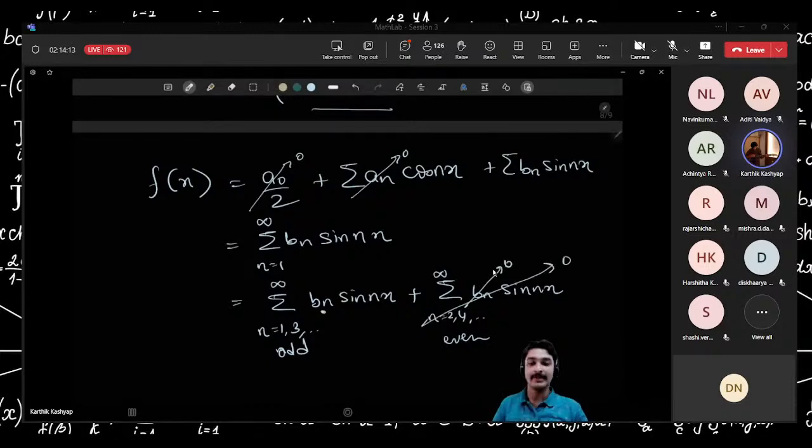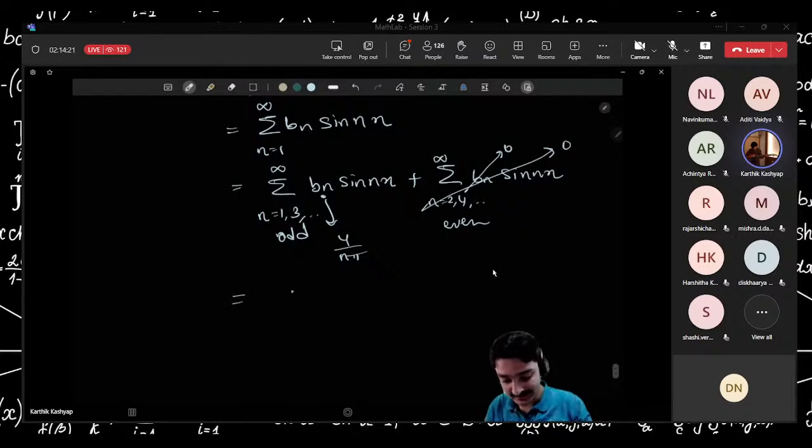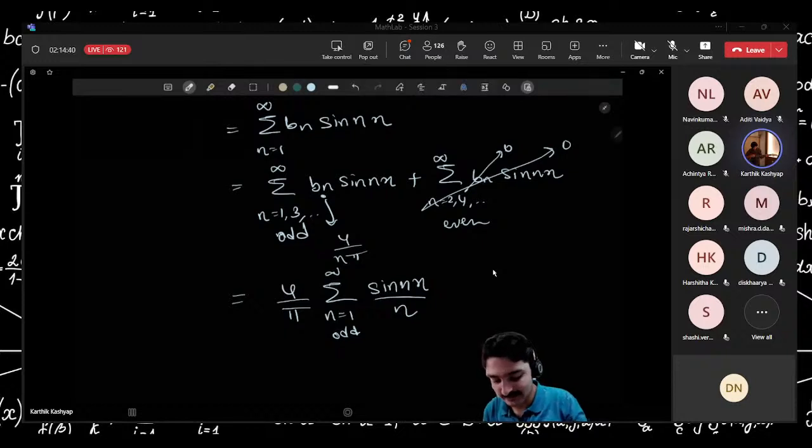This summation, on the other hand, bn is equal to 4 by n pi for all n odd. So as it is a constant, we can just take it out. N is not a constant, only 4 by pi is constant. So 4 by pi times summation n is equal to 1 to infinity for only odd values, sin nx divided by n. So this is what we have obtained so far with the Fourier series.